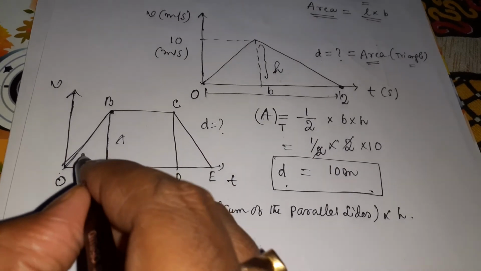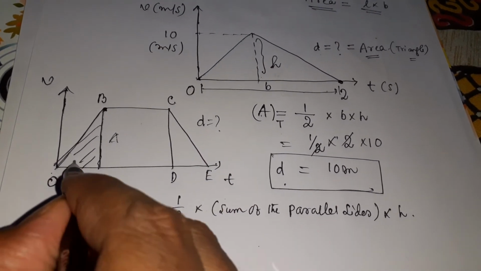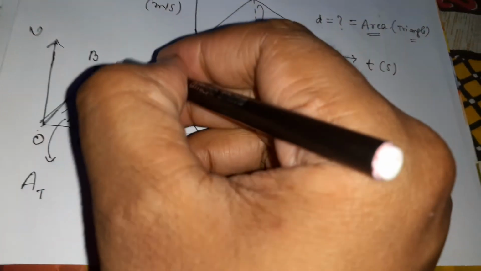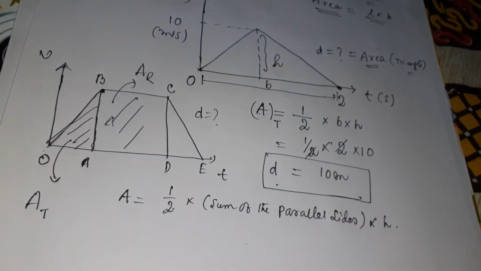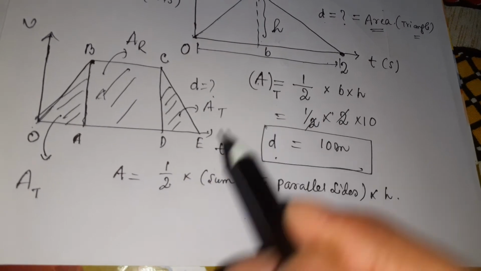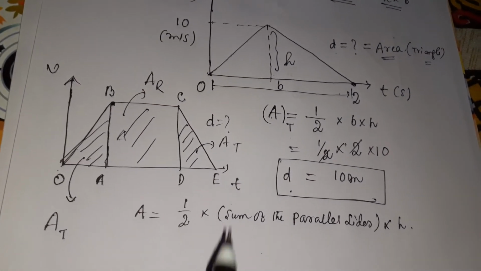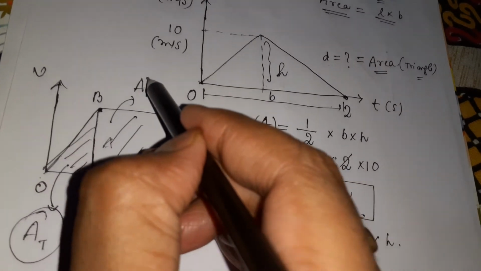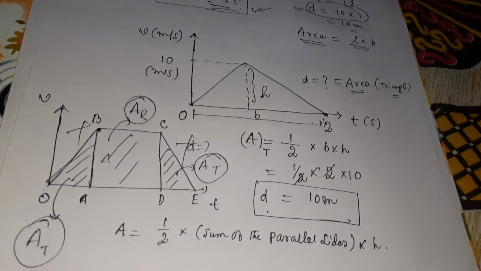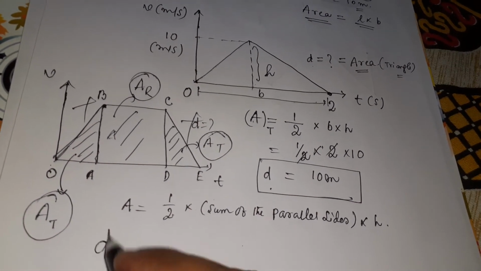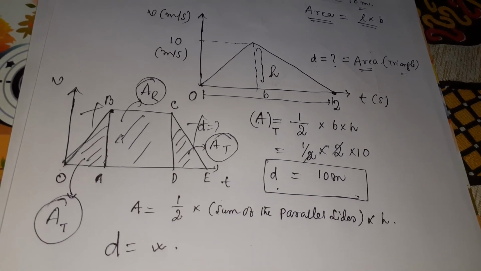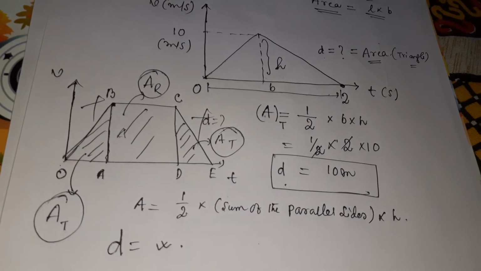So three things we are getting. One triangle, we have to calculate the area of this triangle. One rectangle, we have to calculate the area of the rectangle. And another triangle is also given, that triangle's area we also have to calculate. If you add these three areas, this plus this plus this, you are definitely able to get the displacement of this body. This is the actual idea we have to calculate.